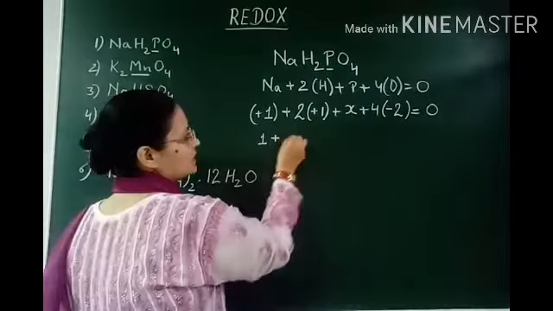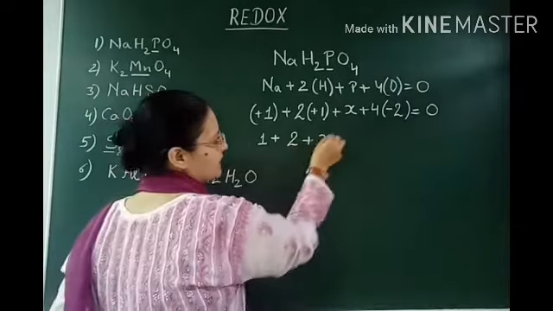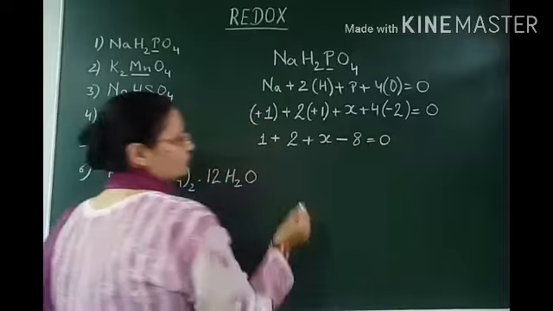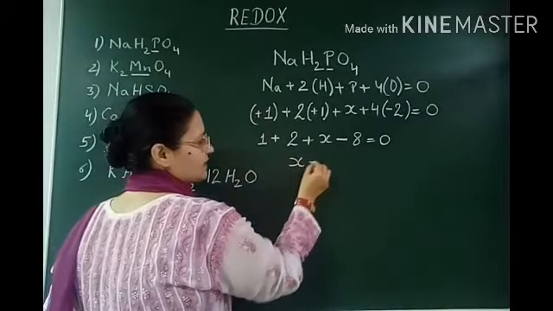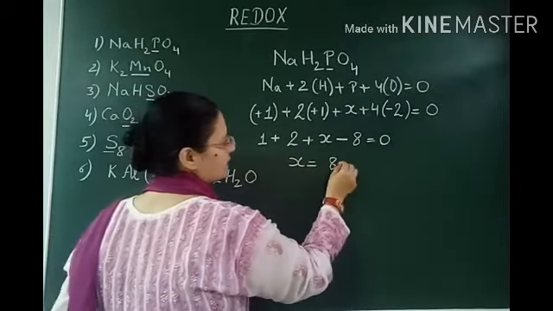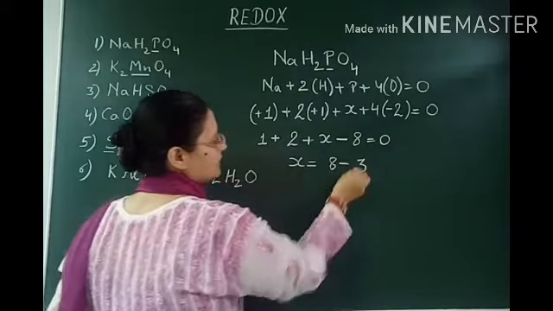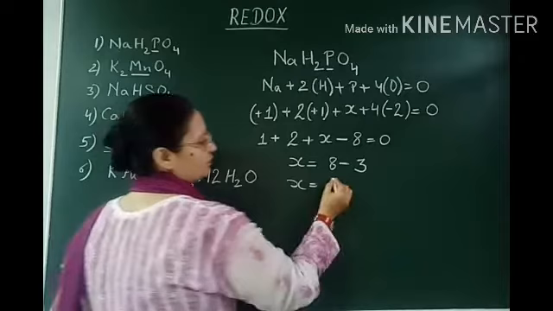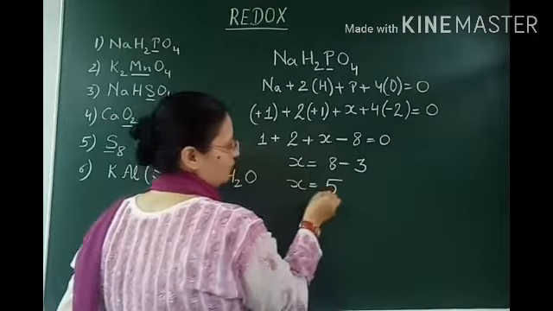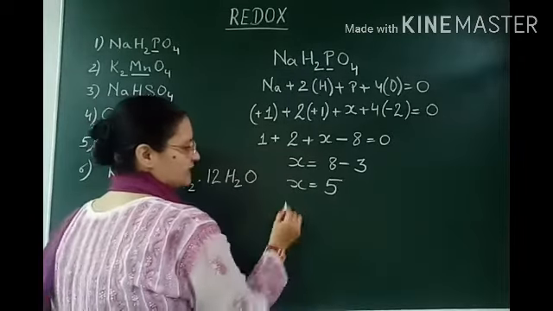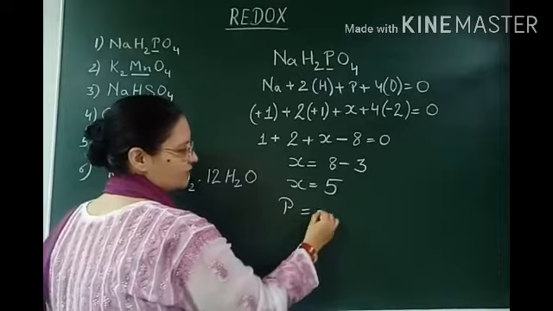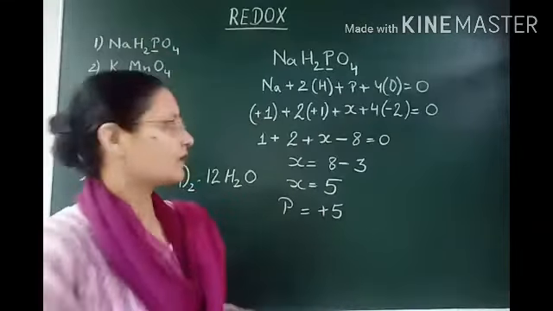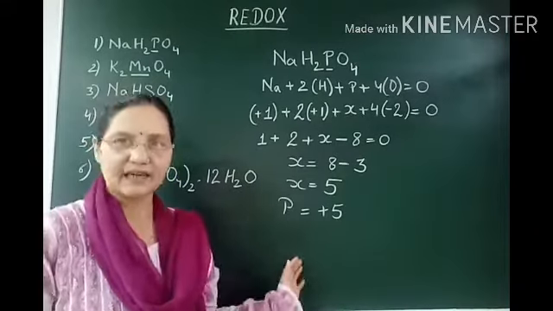Now let us solve it mathematically. 1 plus 2 plus X minus 8 is equal to 0. X is equal to 8 minus 3, and X is equal to 5. So we can say that the oxidation number of phosphorus is +5.